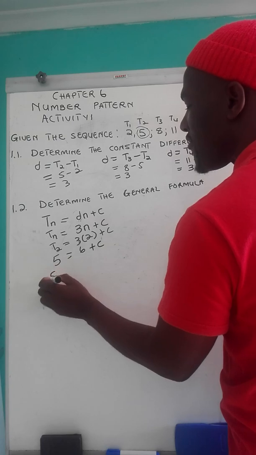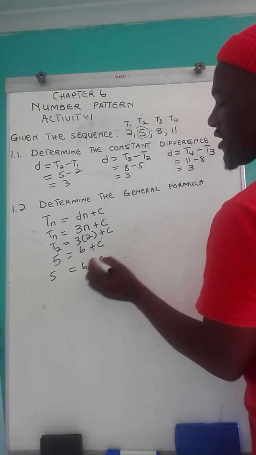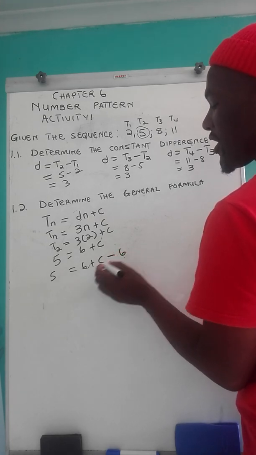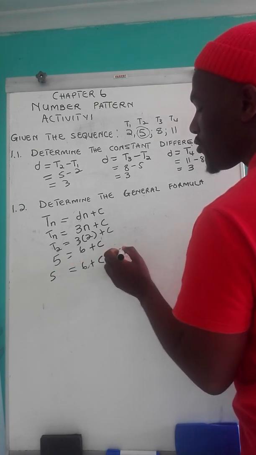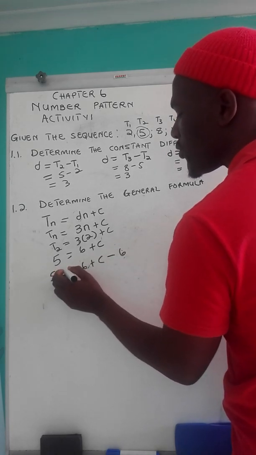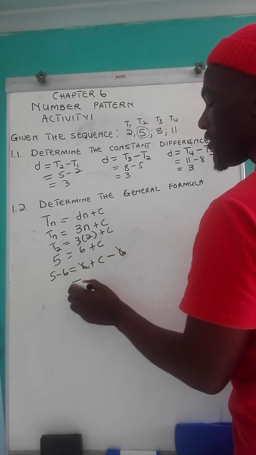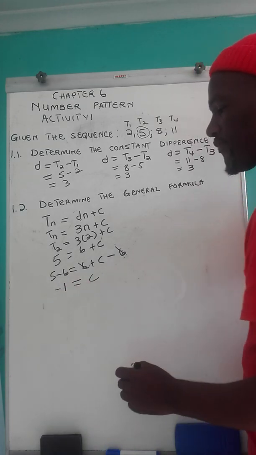So this is 5 equals 6 plus c. I don't need this 6. You need an additive inverse. The opposite of addition is subtraction. What you do on the right hand side, you also do on the left hand side. That's 6 and that's 6, they cancel. C equals 5 minus 6, it's minus 1.